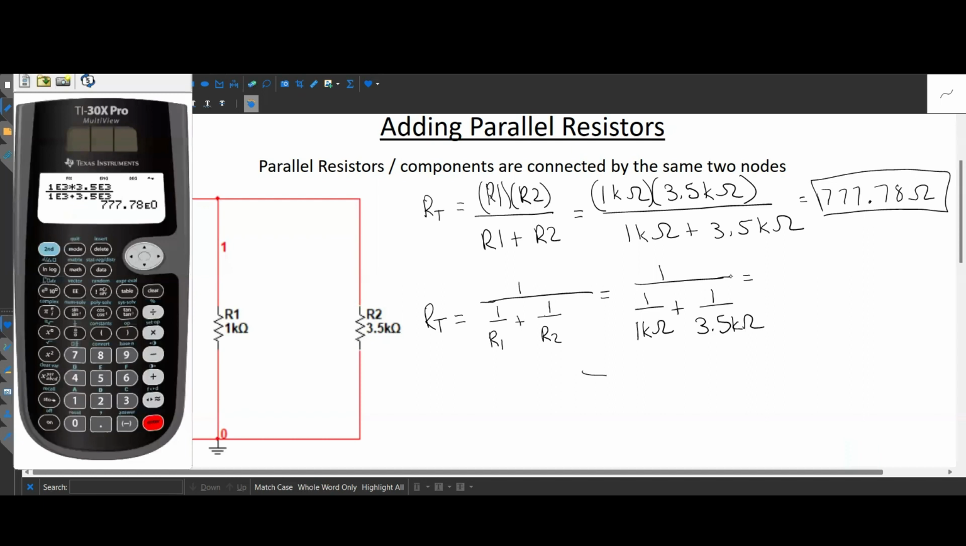Now we plug this into our calculator. This is how you write it in: 1 over, you have to do another 1 over 1 e to the 3, plus 1 over 3.5 e to the 3. You get the same thing.